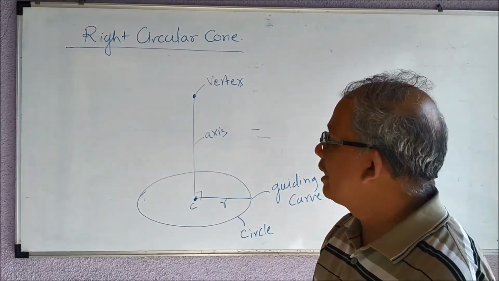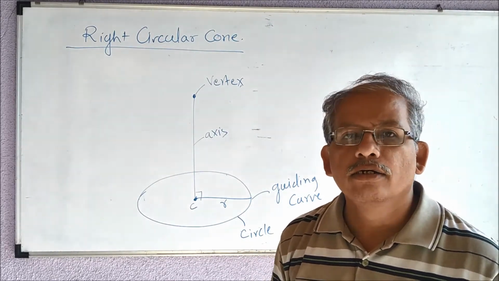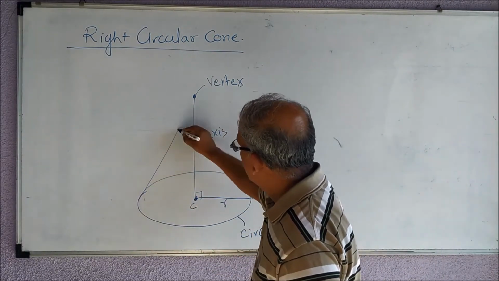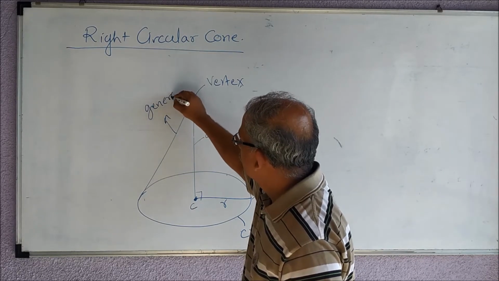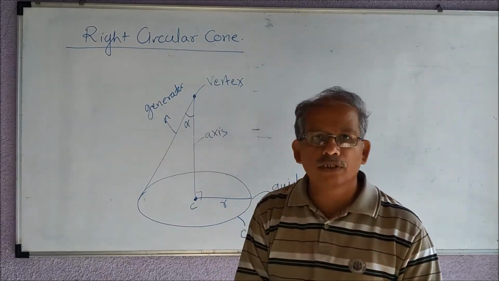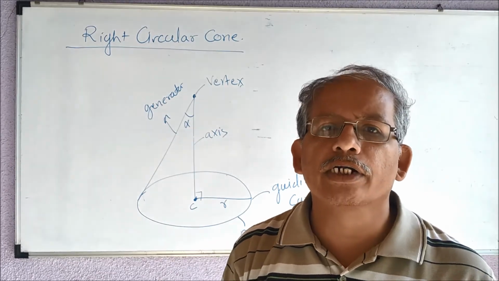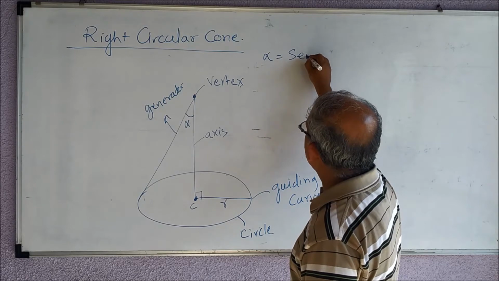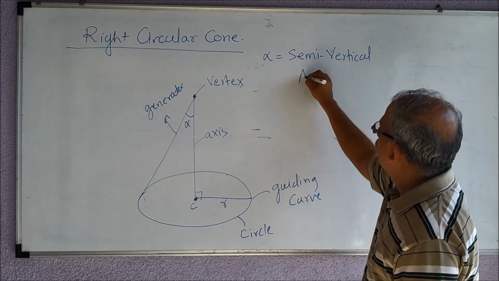Then you draw a line that is called a generator, and this generator makes an angle alpha with the axis. So this is the line called the generator, and this makes an angle alpha with the axis. This angle alpha is called the semi-vertical angle.